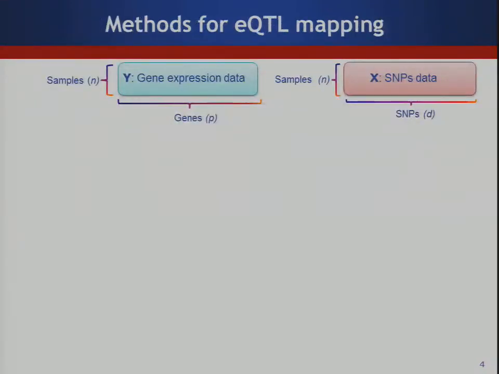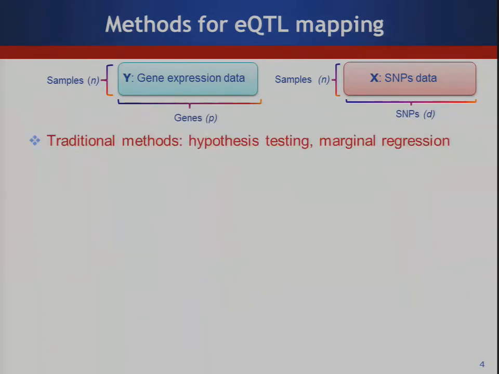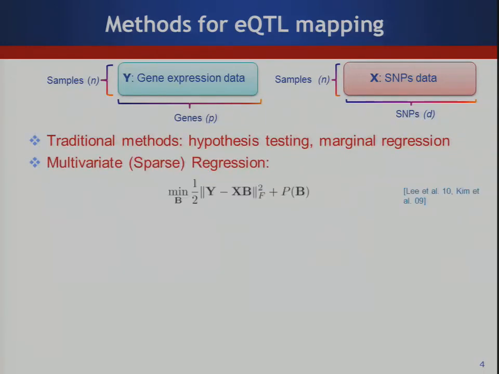So let us write down its formulation. Assume Y is the gene expression data, and X is the SNP data. They are measured on the same set of N samples. There are P genes and D SNPs. In biological studies, both the number of genes and the number of SNPs are much larger than the sample size N. The traditional methods to study this include hypothesis testing or marginal regression.